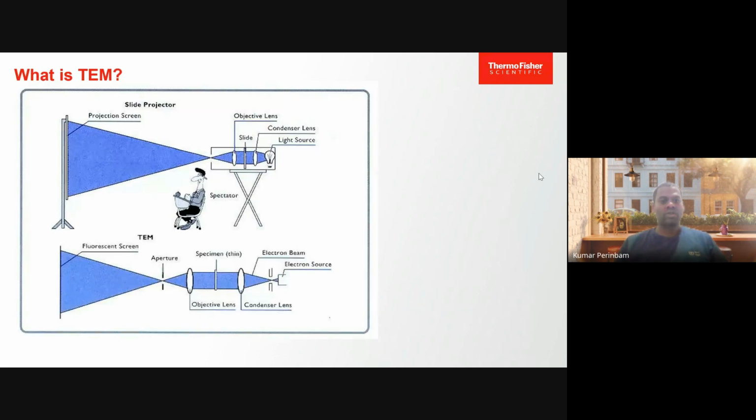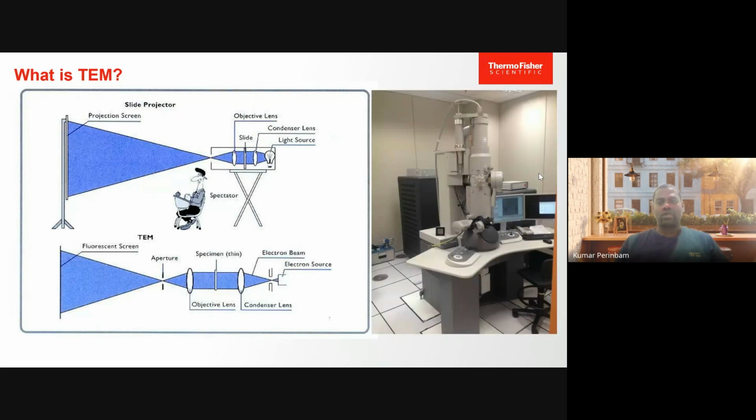So just to give a simple diagram of the old-generation electron microscope, which you can see on the right side: instead of the light source on top, we have an electron beam, which passes through the condenser lens and the objective lens, and once it passes through the specimen, you get a fluorescent image. It's as simple as the light microscope itself. But the only complication is the electron source.